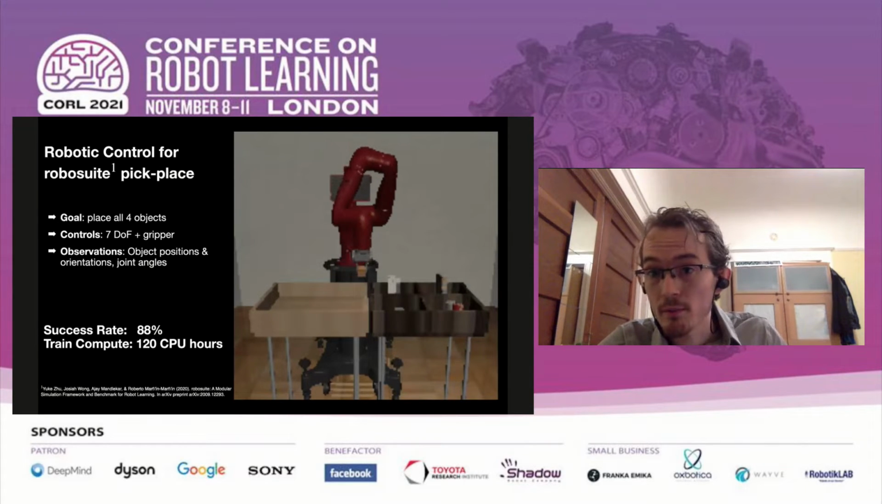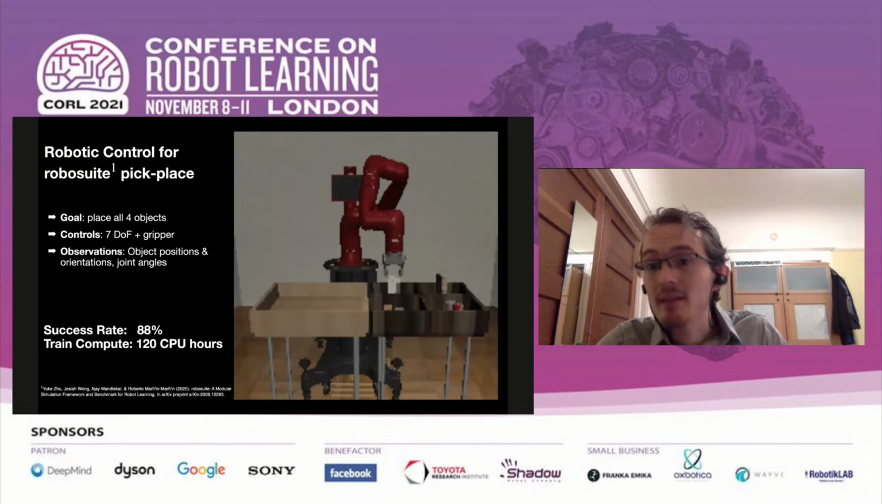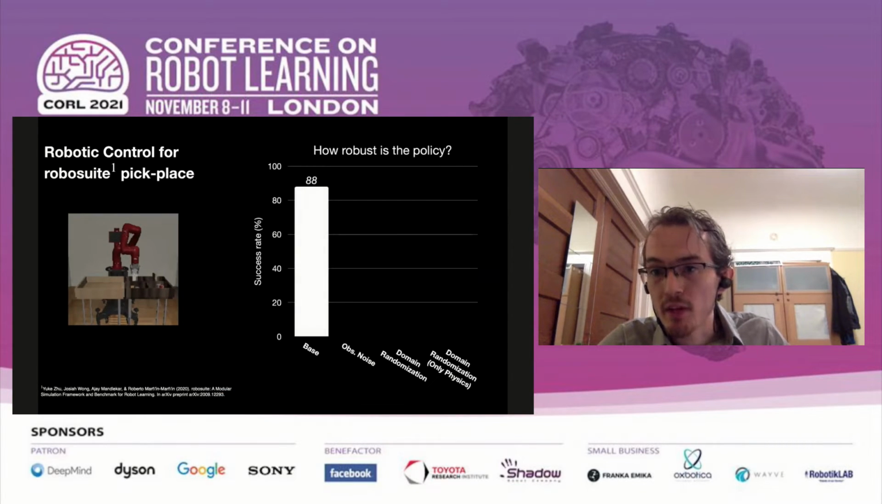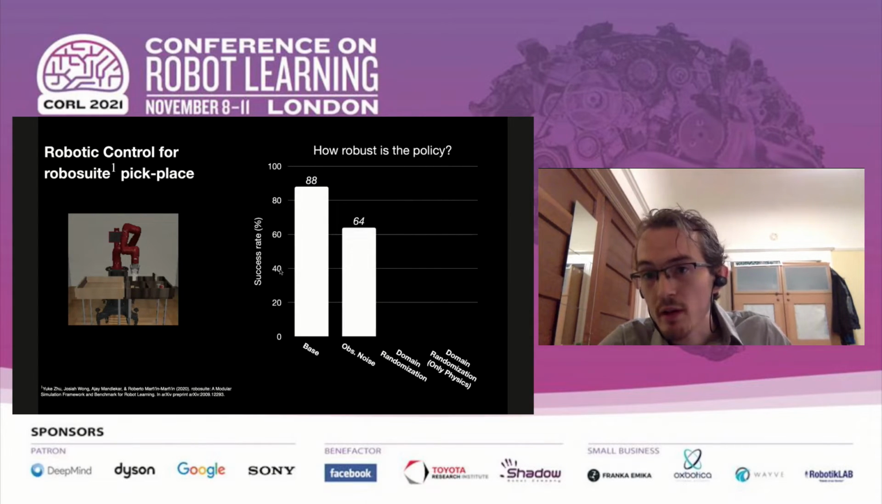with 30 workers. This is a bit of an idealized scenario though, because it's a simulation, we don't have a lot of the noise we might encounter in the real world. So we ran some experiments to test how robust the policy actually was. The first thing we did was we corrupted the observations with Gaussian noise. This dropped our success rate down to 64%.